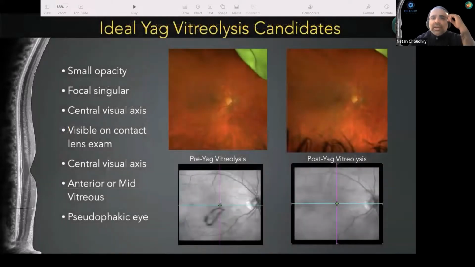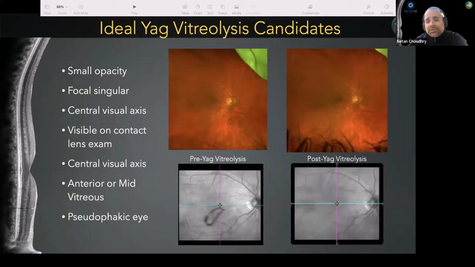So what are these ideal YAG candidates? This is my perspective. Of course, our group has their own experience, and I think a lot of this does converge to some extent. Especially when you're starting out, small opacities should be focal, singular in the central visual axis. They should be visible on your contact lens exam, because if you're doing a YAG vitreolysis, often you'll use some sort of contact lens exam, as I do with the Paul's lens. And obviously identifying whether they're in the anterior or mid-vitreous.